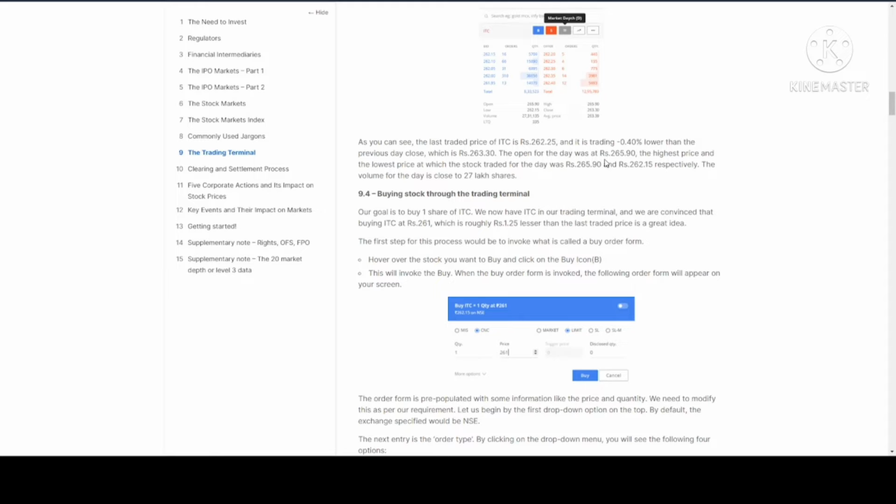The highest price and the lowest price at which the stock traded for the day were 265.90 and 262.15 respectively. The volume for the day is close to 27 lakh shares.